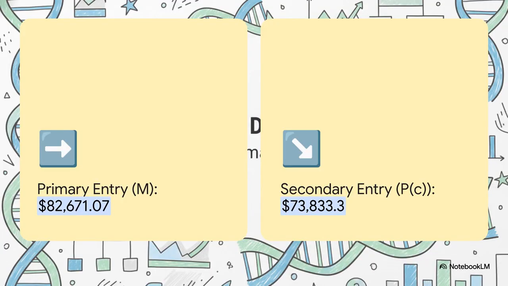Now, within this entry phase, the model points out two key levels. The primary entry, which is labeled M, is set right at $82,671.07. Then you've got a secondary entry, PC, at $73,833.30. Now, what's crucial to remember is that both of these levels are considered part of this phase one setup.